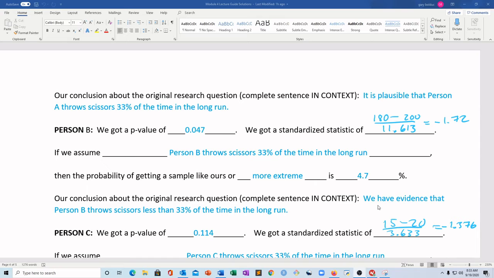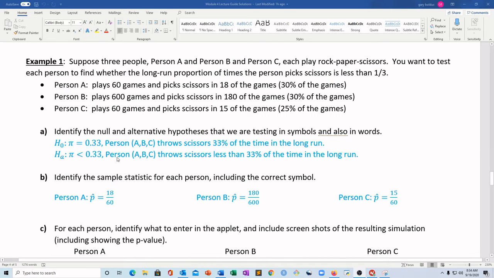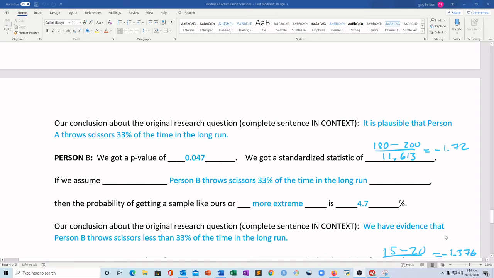The conclusion in this case is, well, this p-value is smaller than 0.05. Okay, so if your p-value is less than 0.05, we are going to say we have evidence for the alternative. But that's not what I wrote here, right? Well, it is. The alternative is that person B throws less than 33%. So what did I do? Scroll back up. I just copied our alternative and pasted it in here. We have evidence that, paste the alternative.